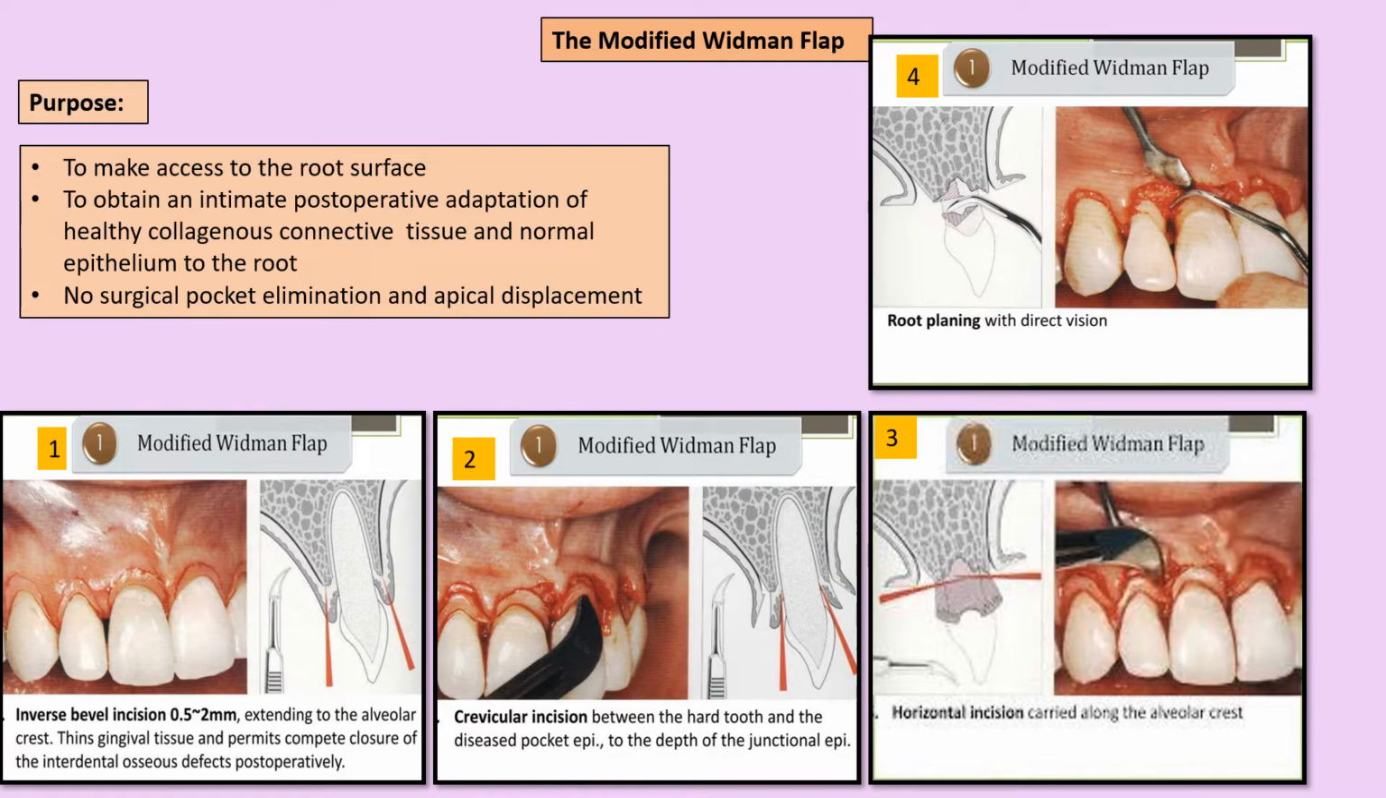This flap is for reducing shallow pocket depth, gaining access to the underlying bone and root surface, and reducing the pocket depth by establishing a new attachment at a more coronal level while preserving the zone of attached gingiva. The modified Widman flap is mainly used when the pocket base is coronal to the mucogingival junction. That means we have a shallow pocket and aesthetics is important. You can see the different steps in the modified Widman flap. You give the internal bevel incision first. As we discussed, you give the crevicular incision, and these horizontal incisions are carried along the alveolar crest. So there are no vertical releasing incisions here. Then you can see how we use the curette to do the root planing under direct vision.